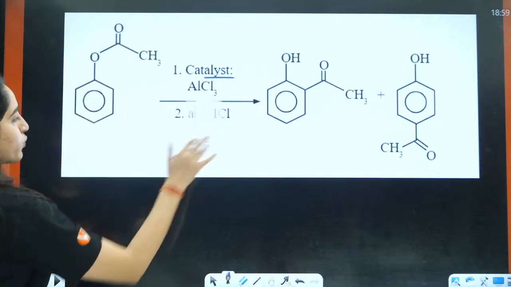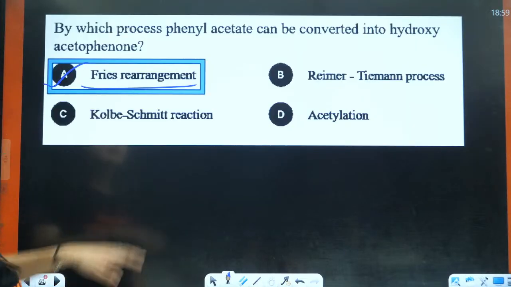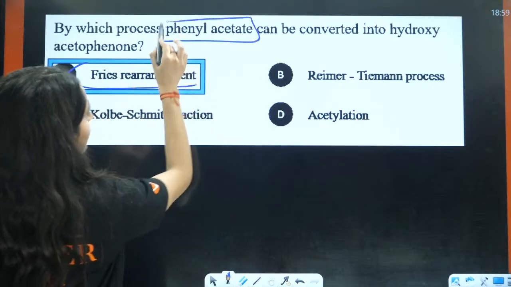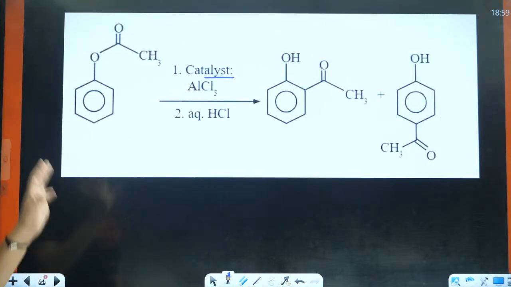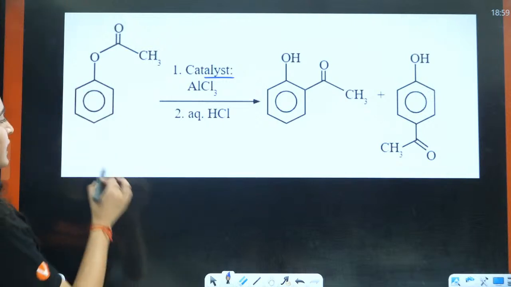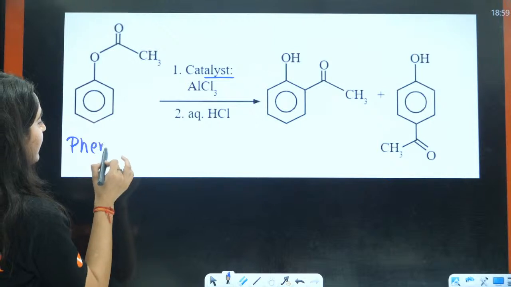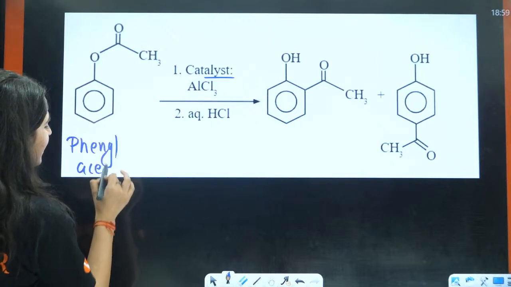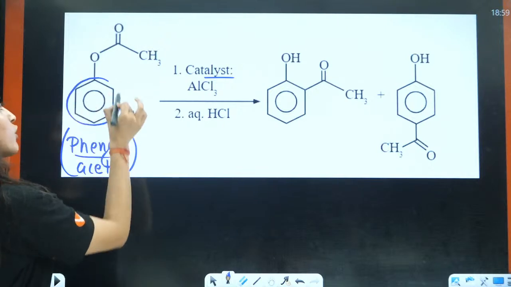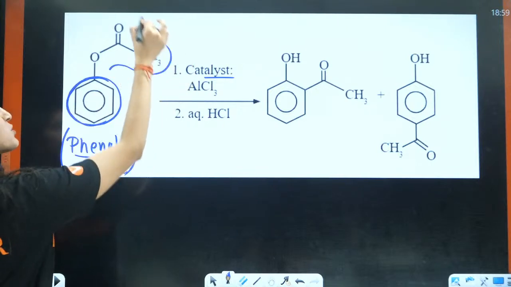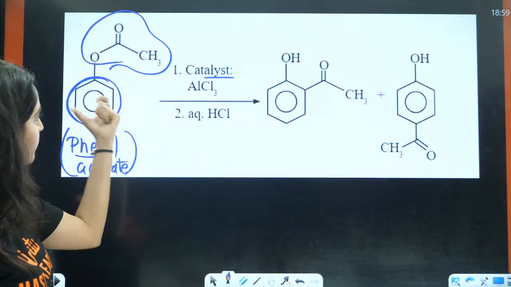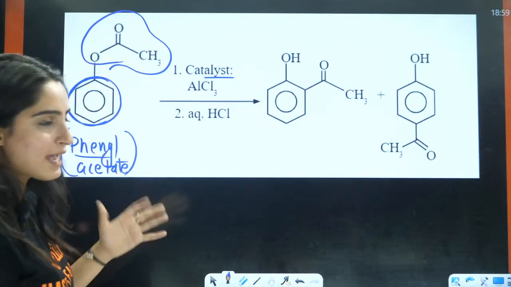So now let us see the question they were asking. When phenyl acetate can be converted, so it was phenyl acetate, I told benzophenol, no, that was a ketone, right? So this is basically your phenyl acetate. Now why phenyl acetate? Because one group is your phenyl group and this group is your acetate group, right? That is why phenyl acetate.